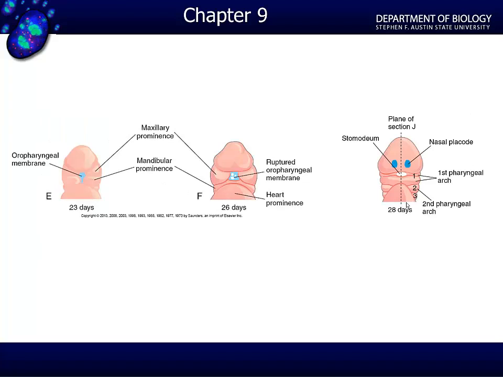So here we can see a little bit through development, going from 23 to 26 to 28 days of development. Once again, we can begin to see these prominences occurring on the lateral sides of the pharyngeal area. Here is our oropharyngeal membrane, so we're defining our stomodeum. And then as we go later and later in development, we can see this combined mandibular prominence almost fused into the precursor to the mandible. And we're still forming our maxilla here as we're pushing these closer and closer together, this maxillary prominence and the mandibular prominence.